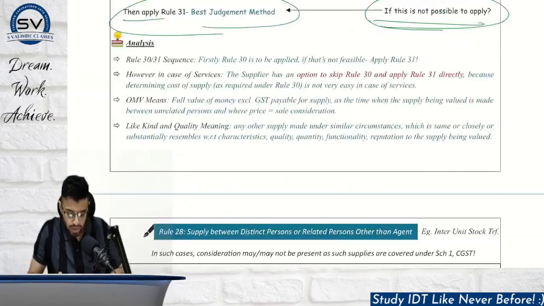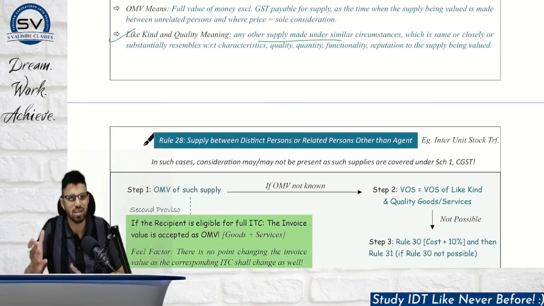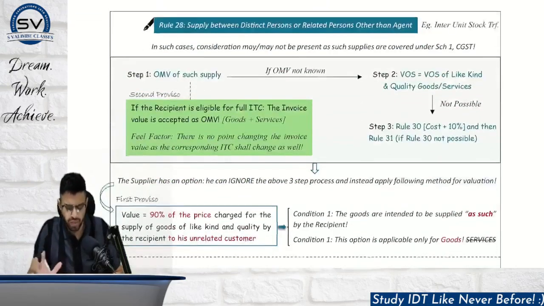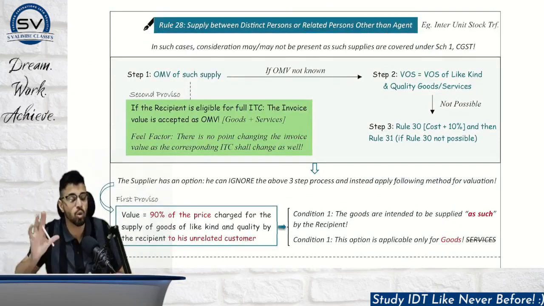Okay, now analysis, let's see certain points. Rule 30, 31 sequence I've already told. Services option I've already told. Like kind and quality, that is your similar product, similar supply, not exactly the same. Okay, so rule 27 is done. Rule 28 talks about supply between distinct persons or related persons other than agent. Why other than agent? Because agent is covered in rule number 29.